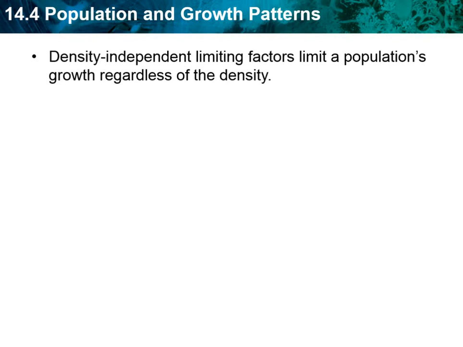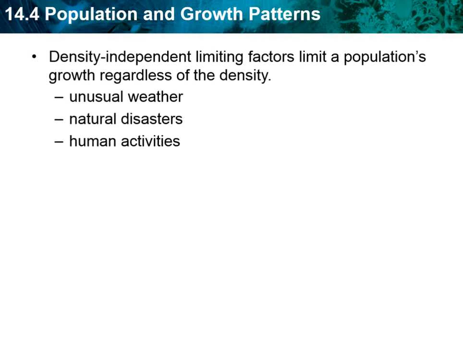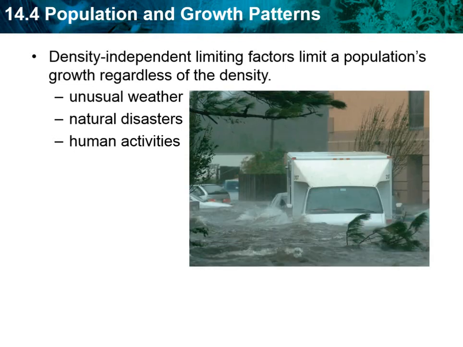So density-independent limiting factors, just like the name sounds, it doesn't matter the size of the population. It's going to work on that population regardless of how dense it is. It could be a really scattered population or a really dense population. It's going to work the same. It's equal opportunity. So examples of this would be unusual weather, natural disasters, and human activities are going to be examples of things that would be considered the density-independent limiting factors, and they're going to limit a population size, and again, they don't care what the size of the population was. So that's the end of the notes for section 3 and 4.